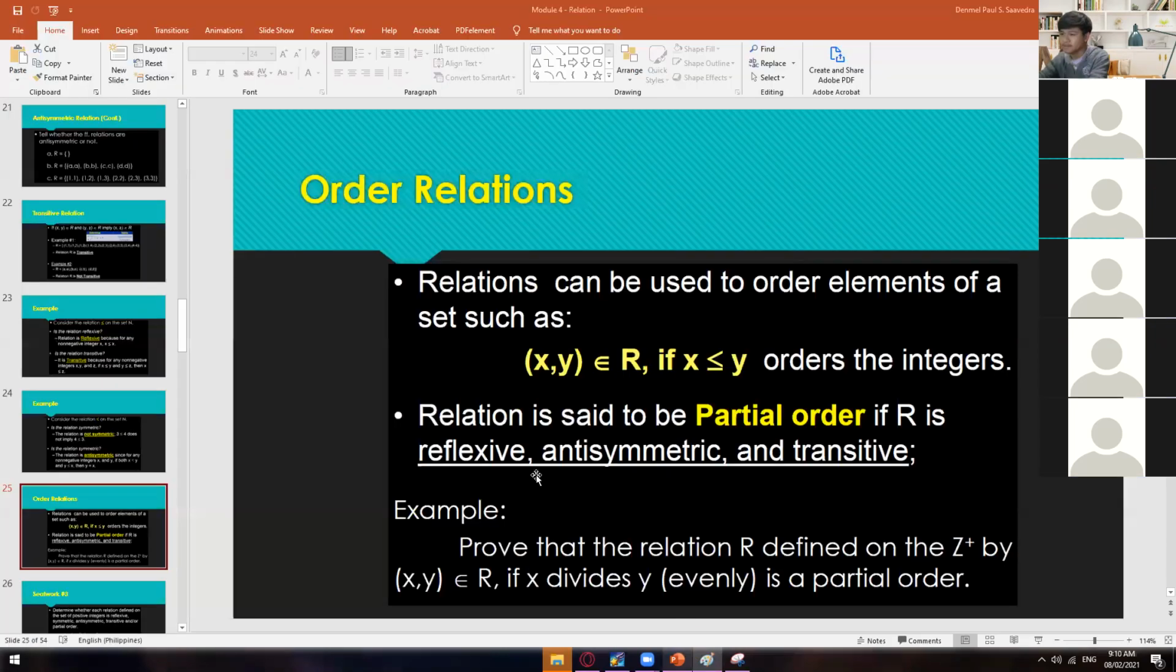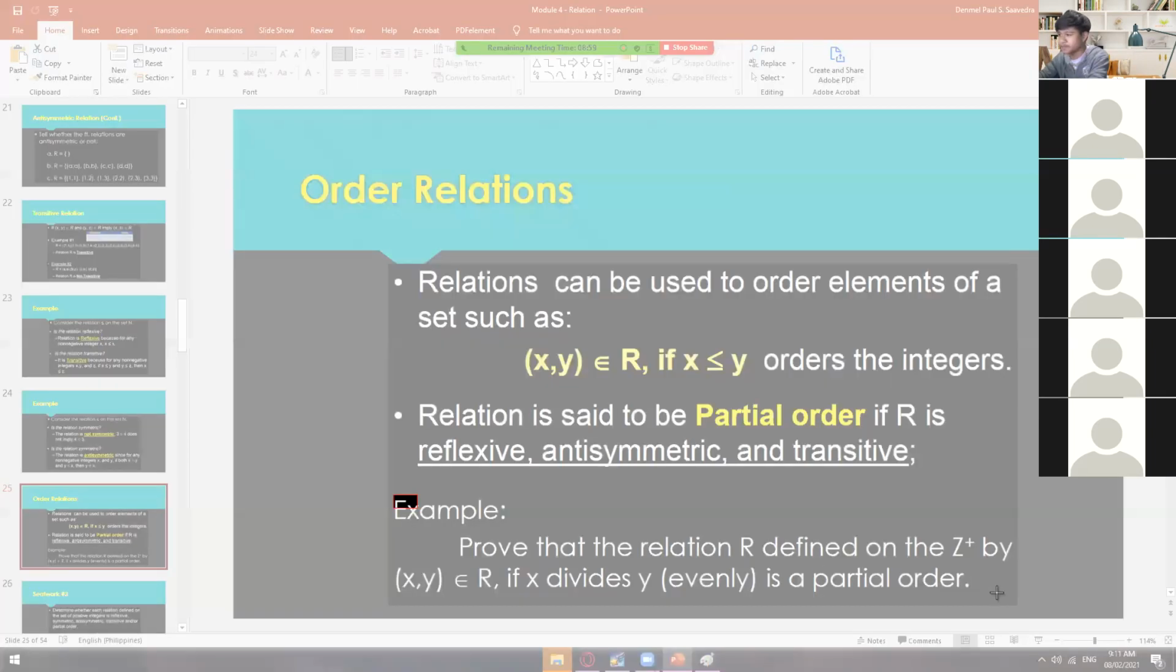All right, so let's have an example. Prove that the relation defined on the Z plus, okay, so Z plus again is 1 and above, by this condition, X divides Y, wherein you will have a result of even, okay, is a partial order. So we should check whether this relation is really a partial order. All right, so let me just copy this one.